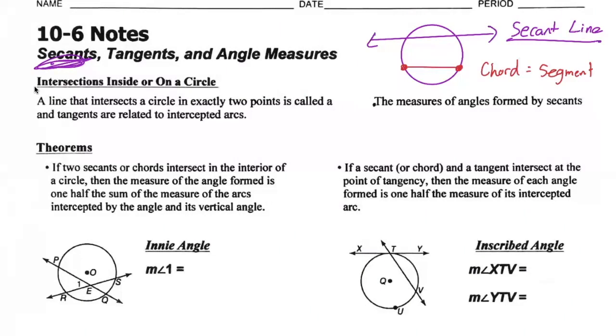So a line that intersects a circle in exactly 2 points is a secant. The measures of angles formed by secants and tangents are related to the intercepted arcs. So this is what we talked about before, up here.